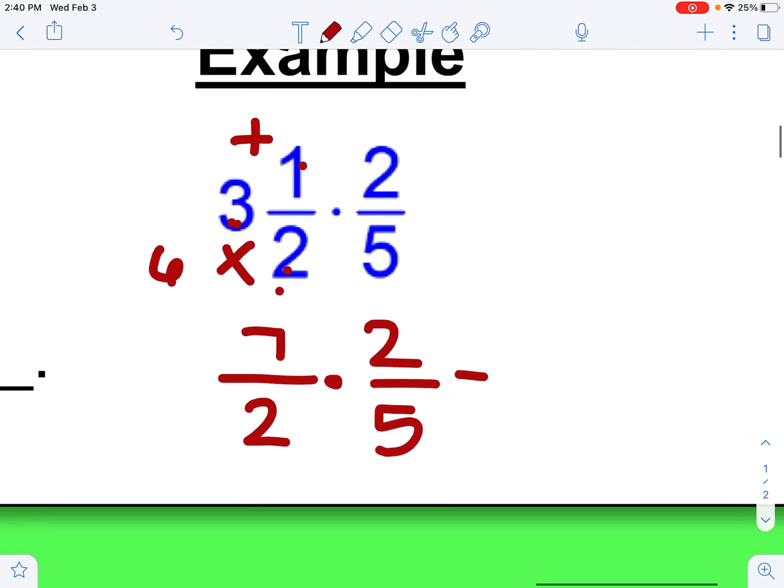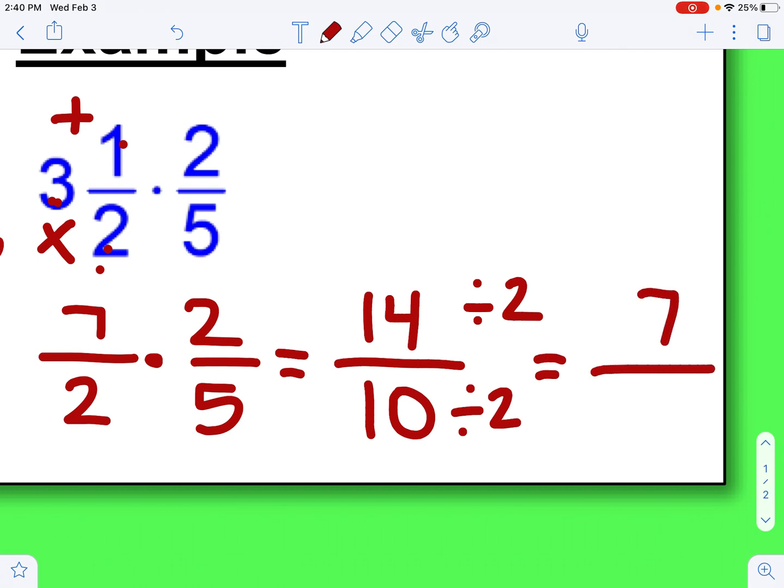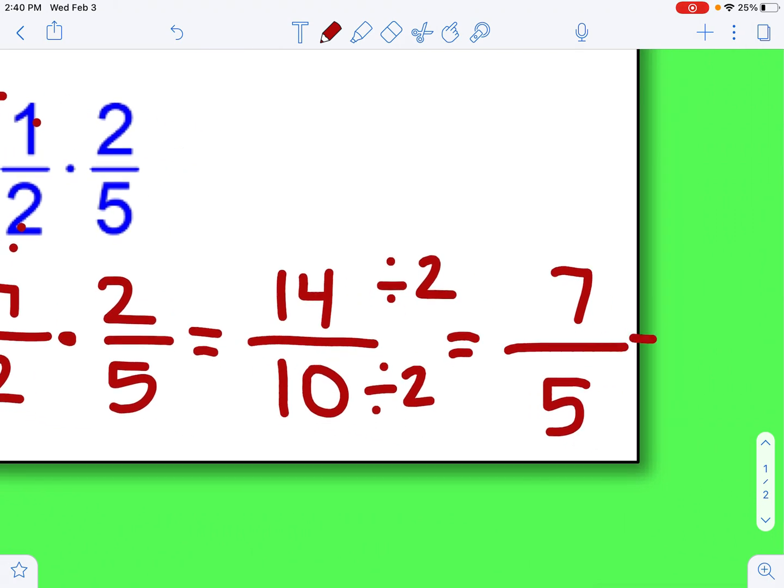Now we just multiply just like we did in the last lesson. 7 times 2 is 14. 2 times 5 is 10. We can simplify that by dividing both numbers by 2. 14 divided by 2 is 7. 10 divided by 2 is 5. And then we could change that back to a mixed number. That would be 1 and 2/5.